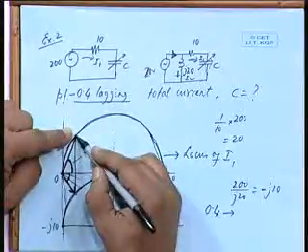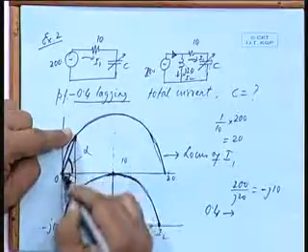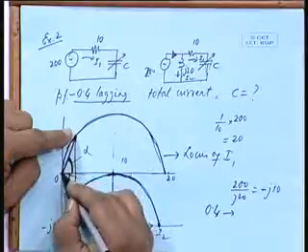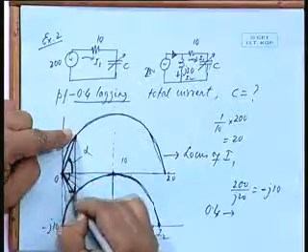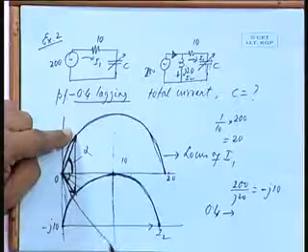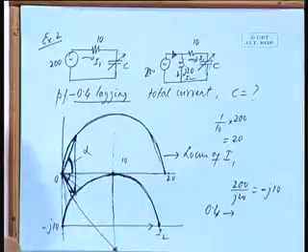Then how do I get the corresponding impedance? So draw an angle alpha here, angle alpha here, whatever it may be. All right. And then stretch it. This is the point X, is it not?